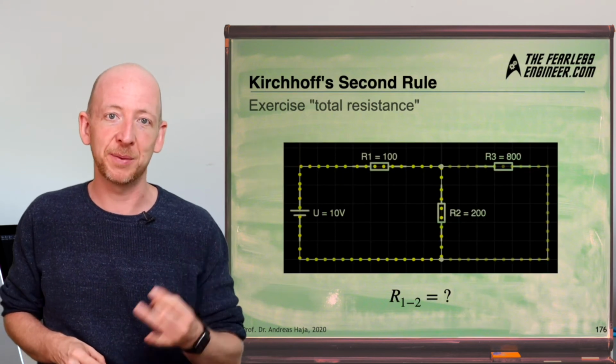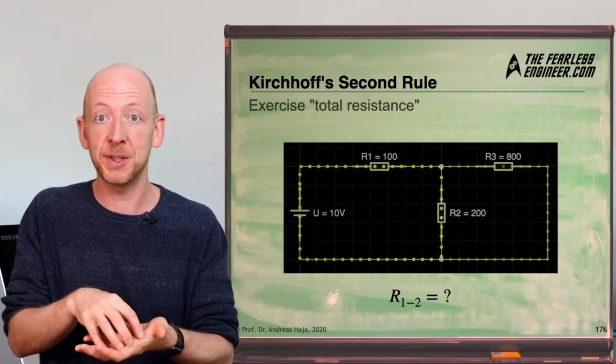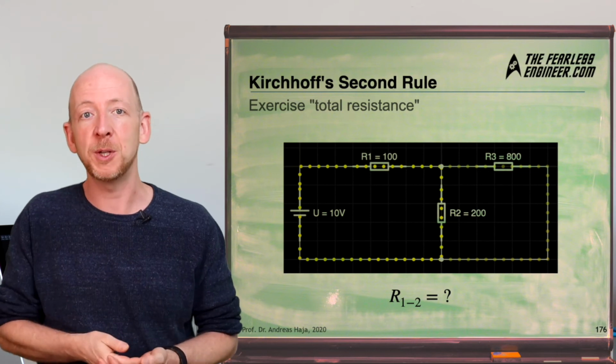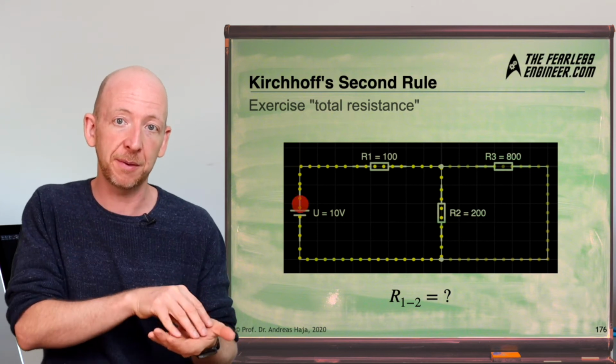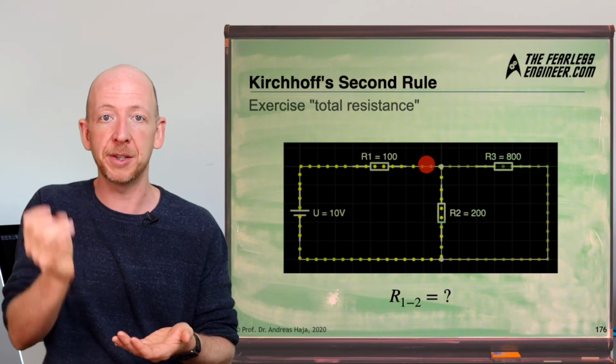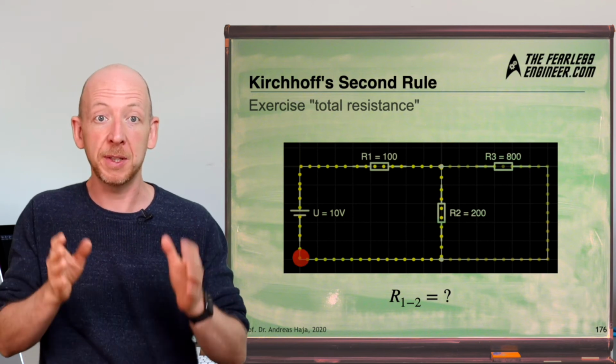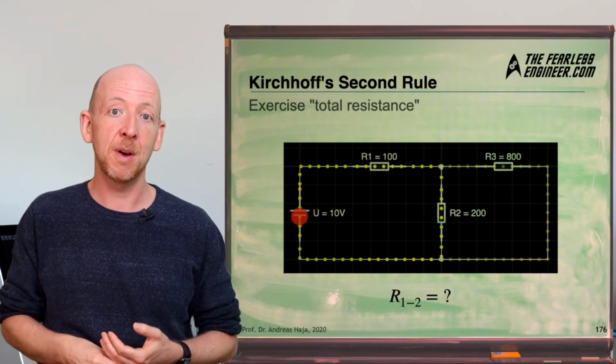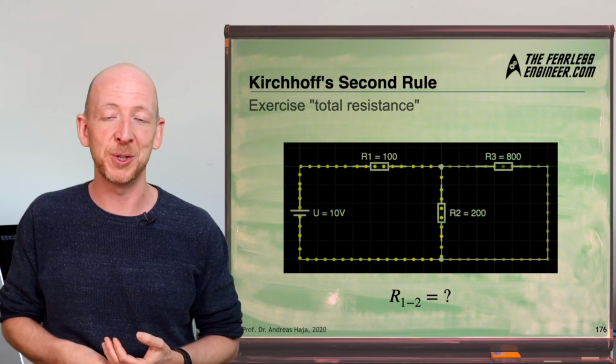And here's one last test for you. Try to calculate the total resistance for the left loop of the circuit here, which means that you should start at the voltage source and then follow the path via R1 and R2 back to the source. Please try this for yourself and pause the video now, and afterwards we will have a look at the solution together. So pause the video.